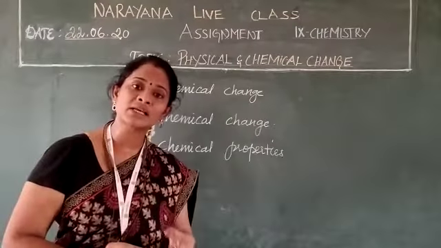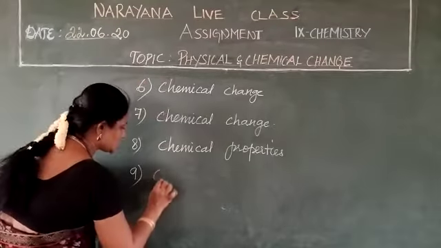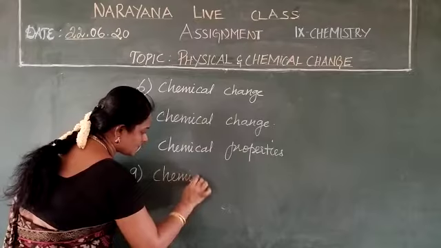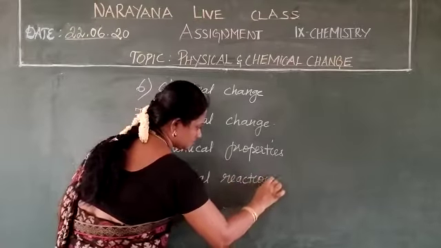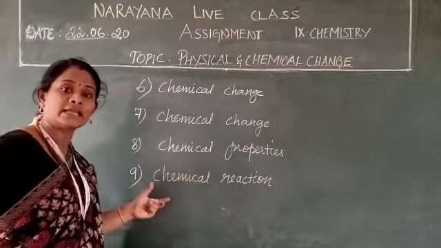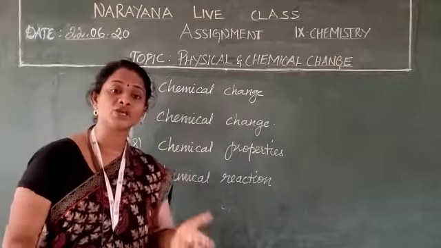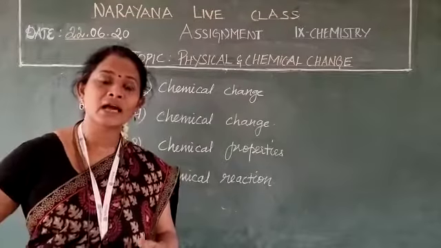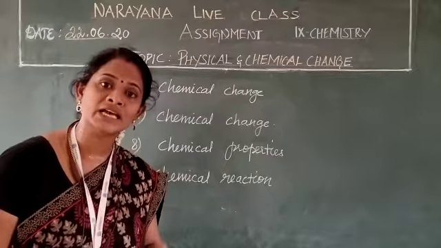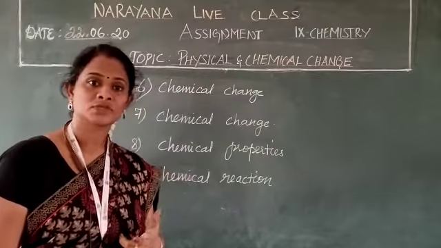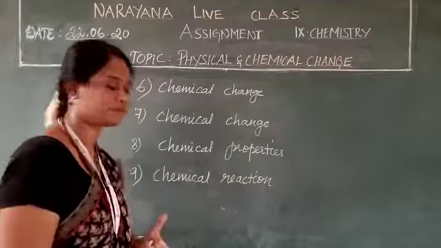Next one, chemical change is also called chemical reaction. See, in a chemical change, what is happening? One substance reacts with another substance and it produces a new substance. So, chemical change is also known as chemical reaction.